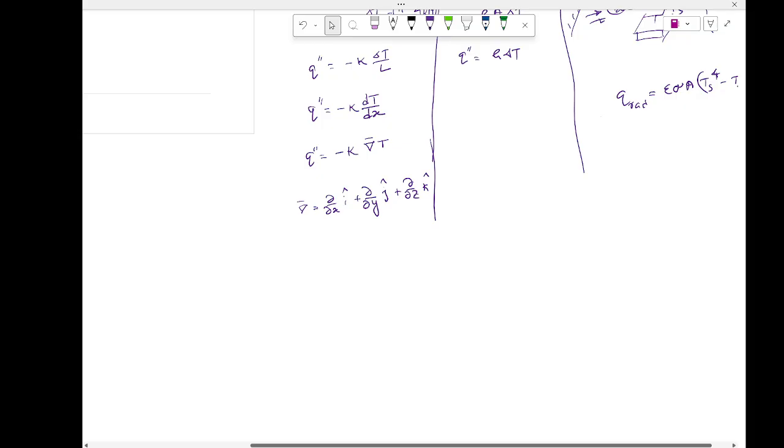You understand? That's the important thing about radiation, okay? This surface is only going to give me heat as long as it can see me. If it can't see me, it will not give me any heat. So that's the interesting part of radiation, okay?